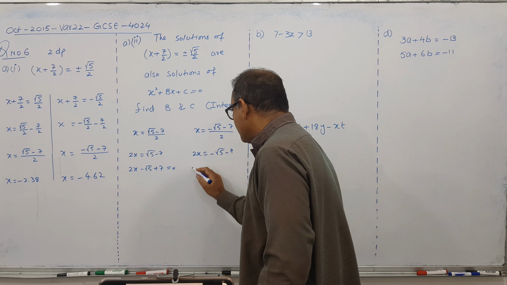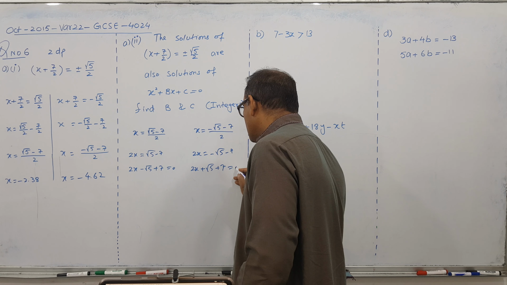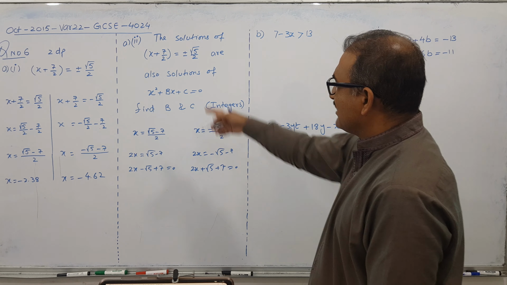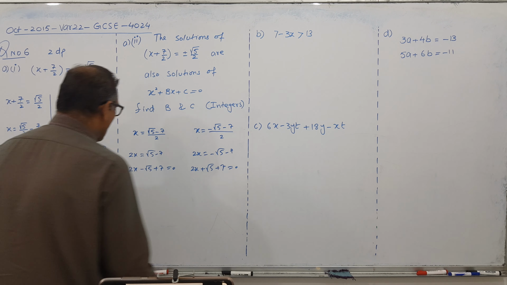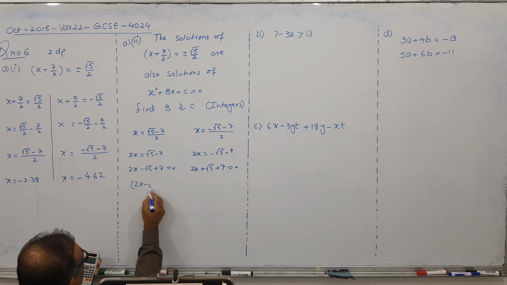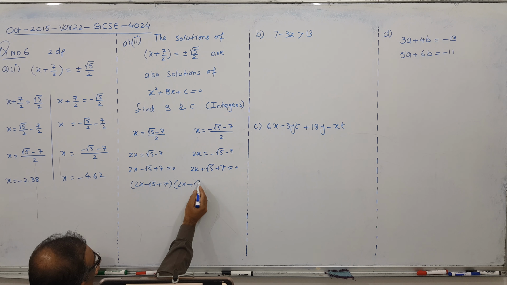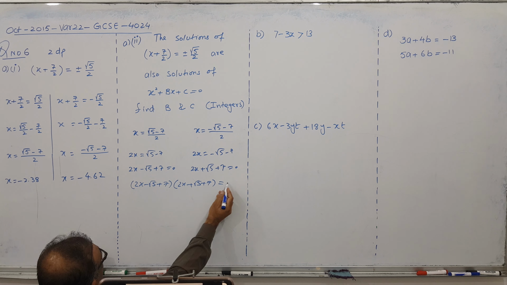It goes there. Now if I multiply them, I'll get my answer. Okay, so first of all, I will multiply, and you know what I say: (2x − √5 + 7)(2x + √5 + 7) = 0.